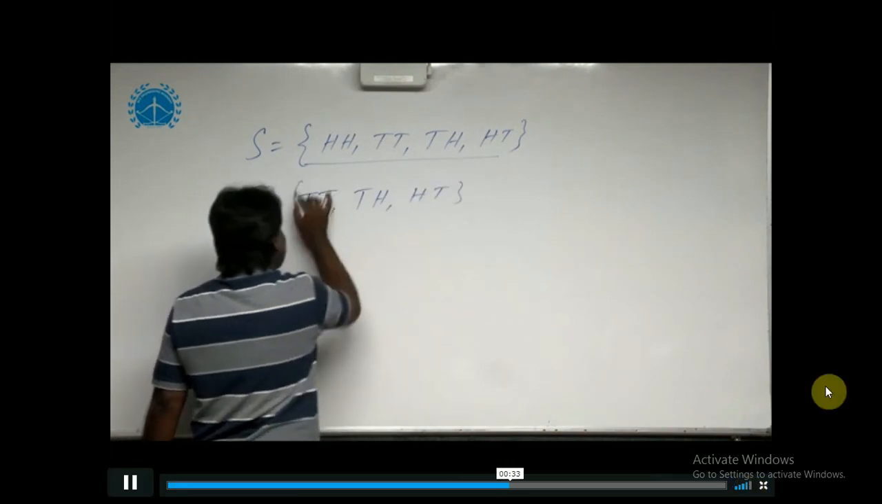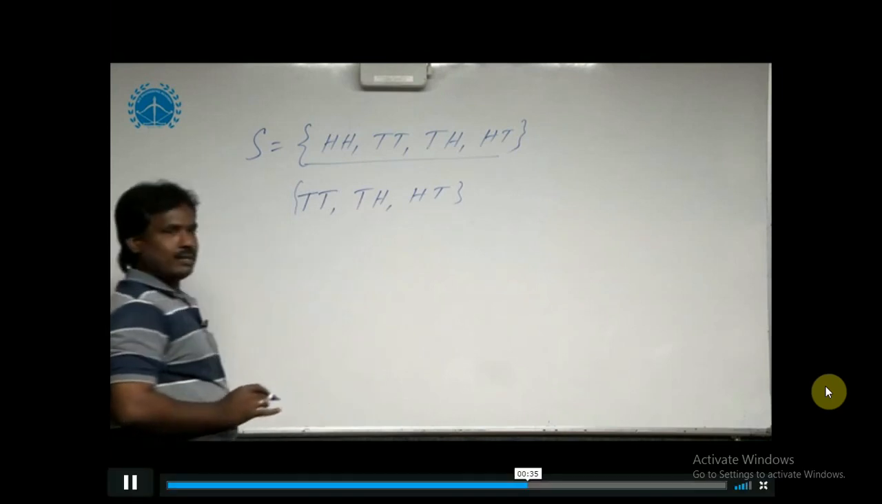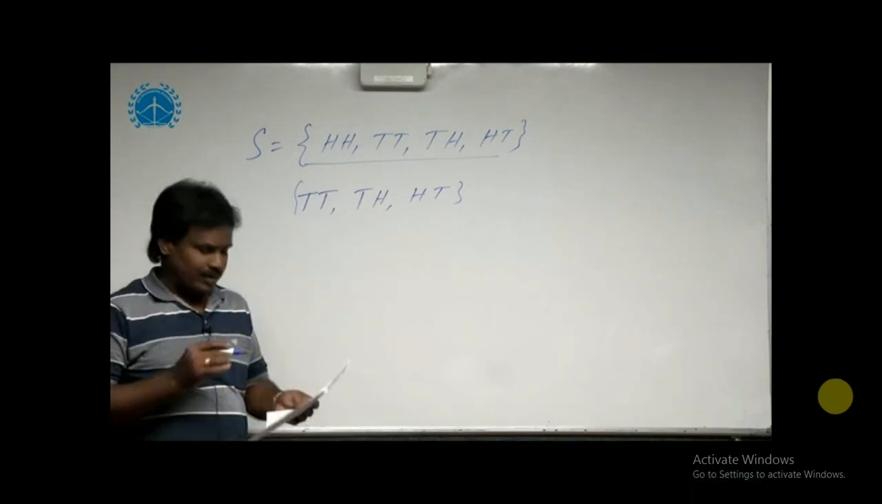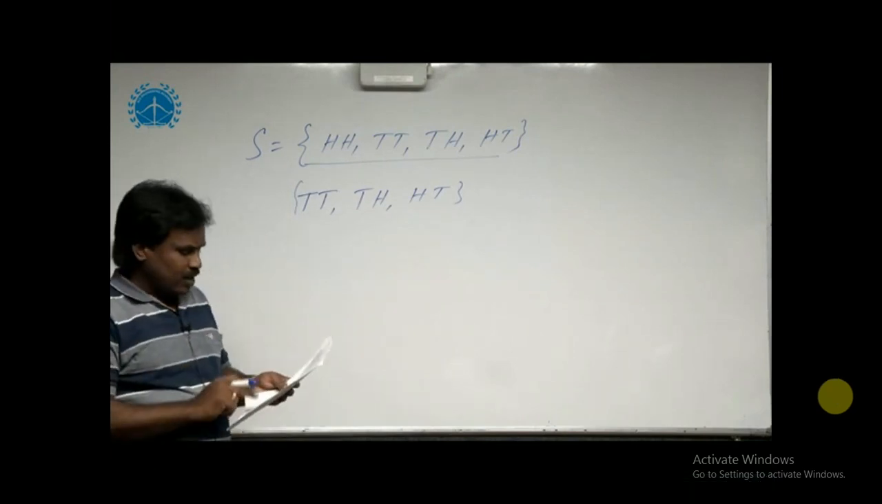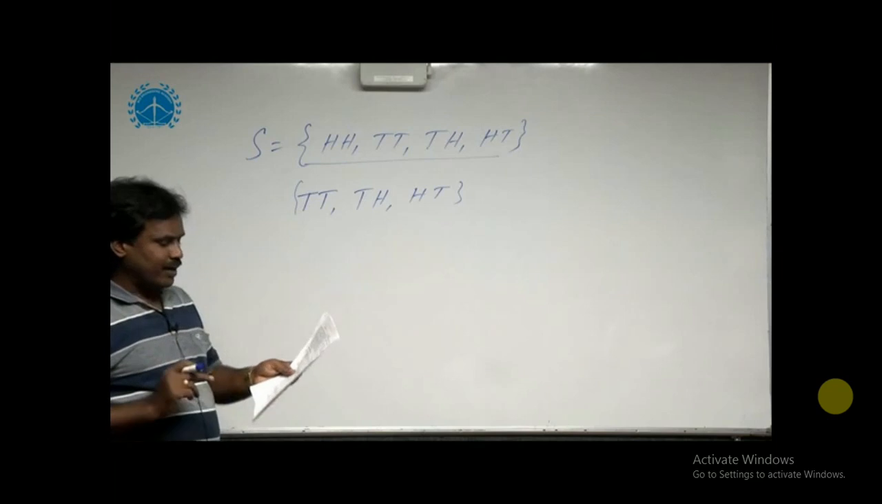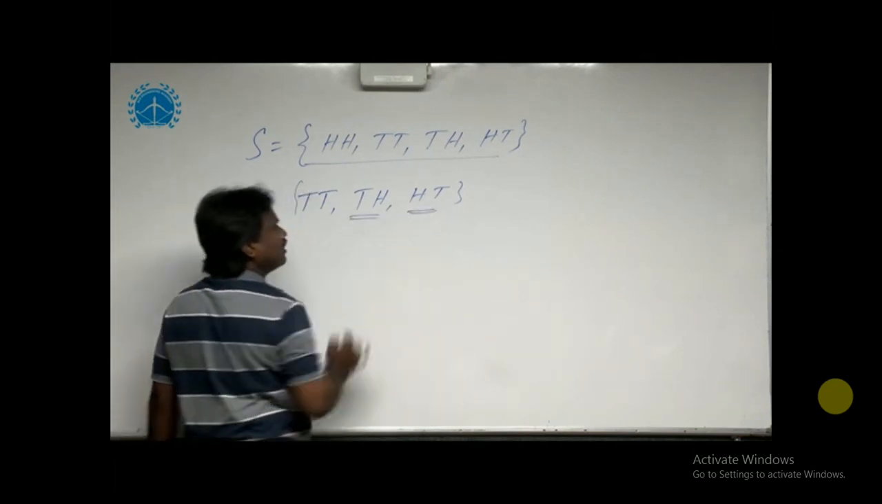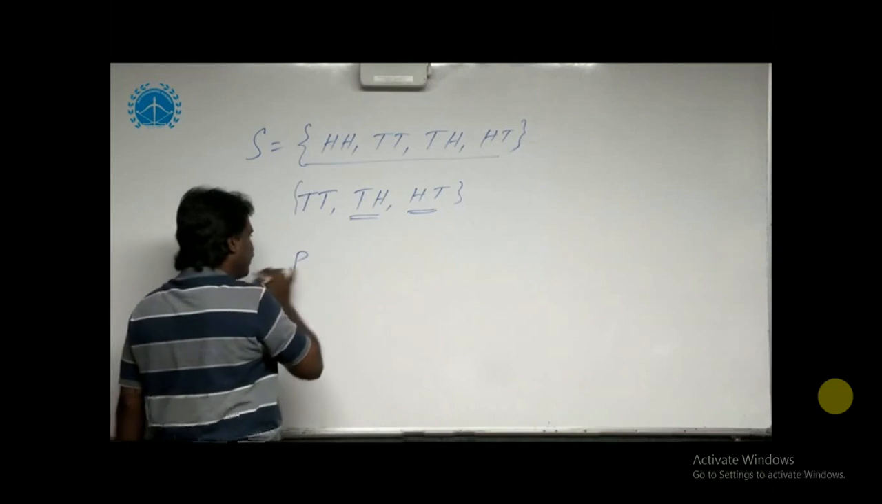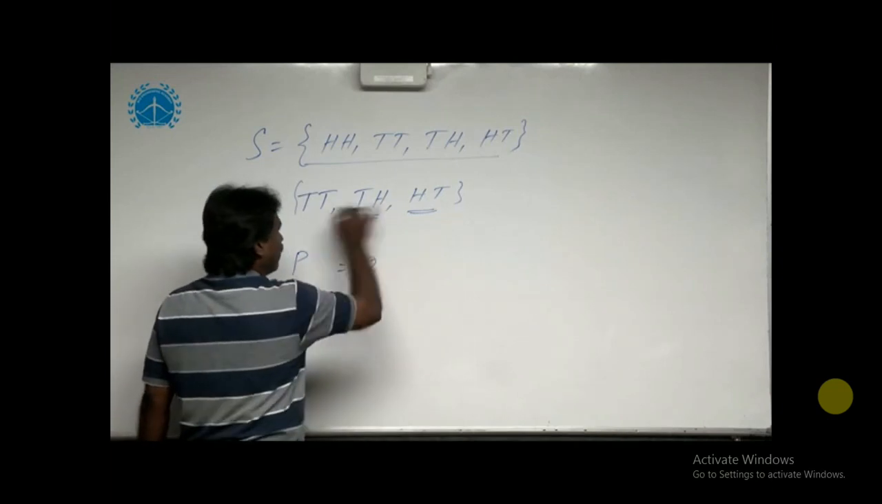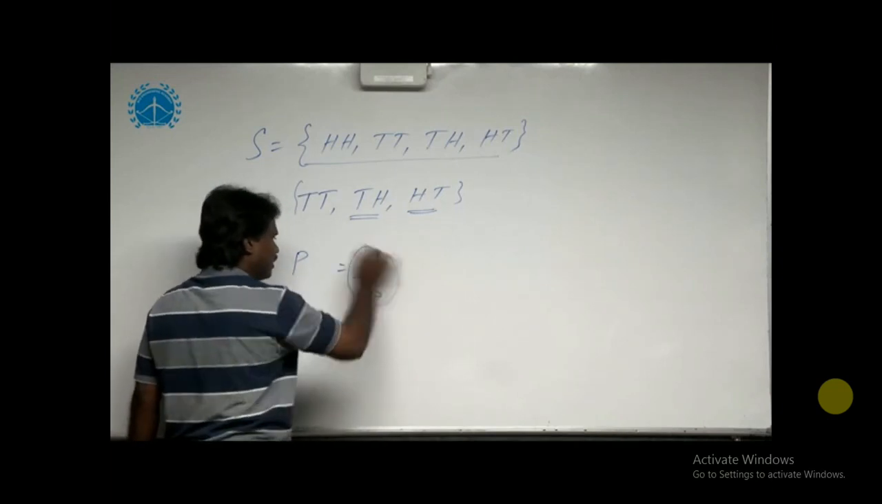So it consists of at least one tail, that is already given in the problem condition. In this one, what is the probability of getting one head and one tail? For one head and one tail, we have only 2 options. Therefore, the required probability is 2 out of these 3 possibilities, that is 2 by 3.